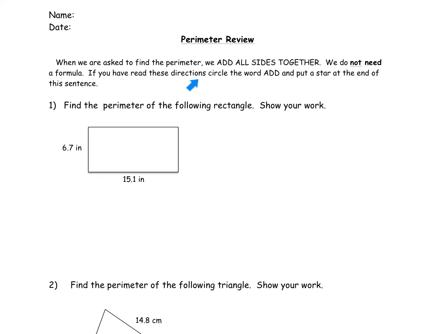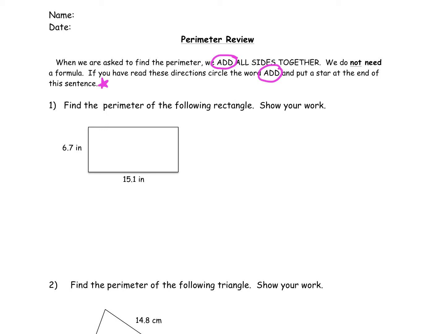If you have read these directions, circle the word add and put a star at the end of the sentence. I want to let you know that I occasionally do that to check that you're truly reading all of what we're doing. So we're going to circle those two words add, and we're going to put a star at the end of the sentence to let us know that we've read the directions. So I'll be looking for that as we proceed with other future lessons.